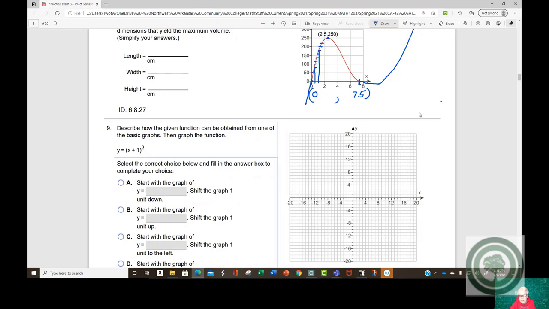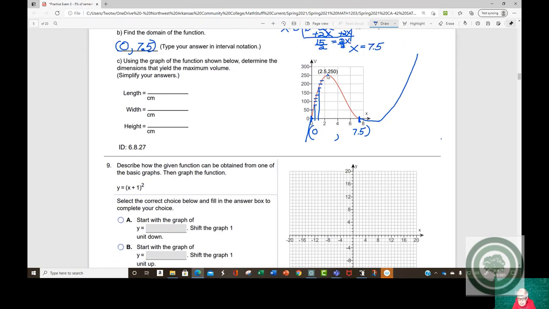Well, over here, this is your maximum volume right here. 250, and that occurs at x equals 2.5. Okay, this is the height. That's the maximum volume. The height at the maximum volume is 2.5 centimeters.